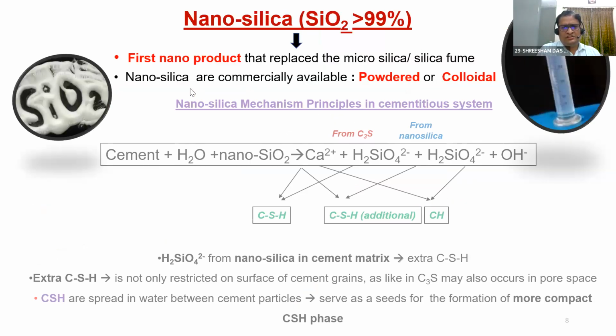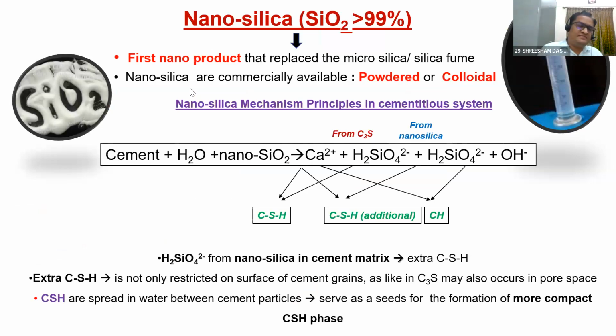Take the hydration mechanism: when you add nanoparticles to the cement and water, the formation of orthosilicates gives me additional calcium silicate hydrate. And how does it give me that? Well, it acts like seeds and forms a more compacted calcium silicate hydrate phase, and that is what is given by the nanoparticles.